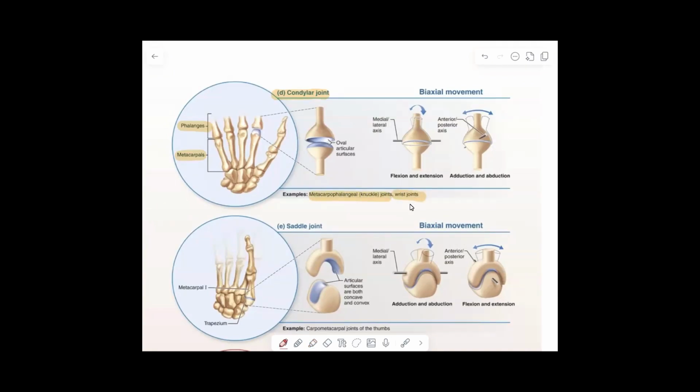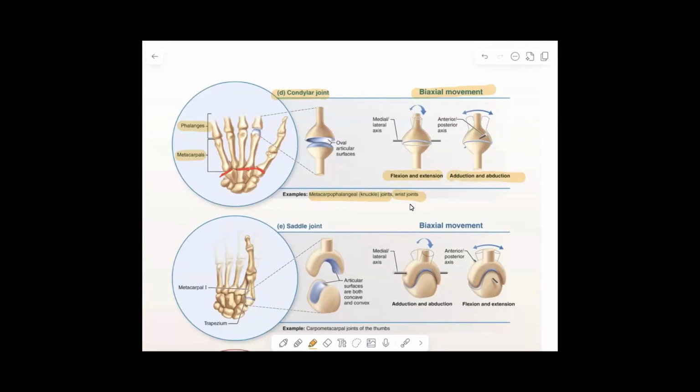And it's only at these joints here. It's not at the intercarpal joints here because we know that that's a non-axial or gliding joint. So the type of movement is biaxial. And biaxial means there's 2 planes. So if it's only flexion extension, it's considered uniaxial. But if it's both flexion extension and abduction adduction, then it's a biaxial joint.